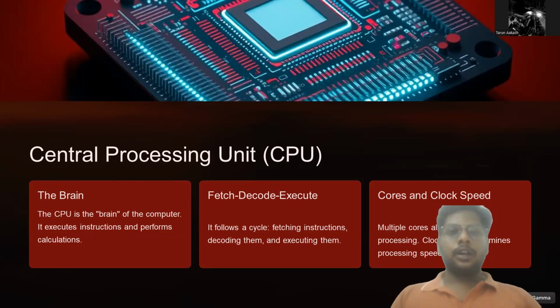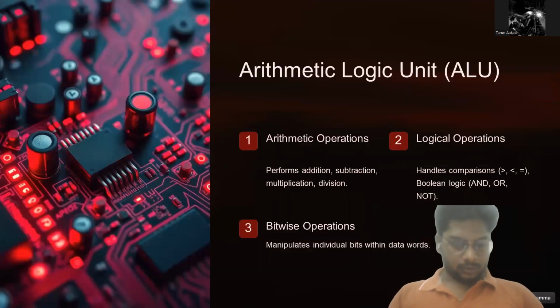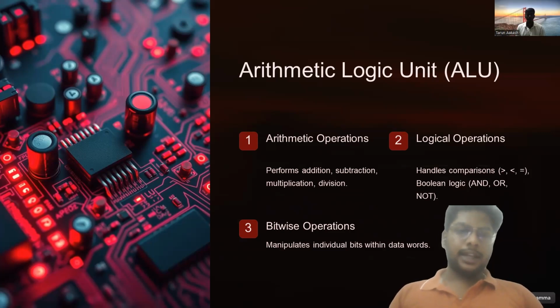Next, let's talk about the arithmetic logical unit, also called the ALU. The arithmetic logical unit, ALU, is sometimes referred to as the calculator of the computer. Its primary role is to perform all arithmetic and logical operations, which are essential for almost any computation tasks. The arithmetic logical unit includes arithmetic operations and logical operations. Let's discuss the arithmetic operations. The arithmetic operations include addition, subtraction, multiplication, division, and so on.